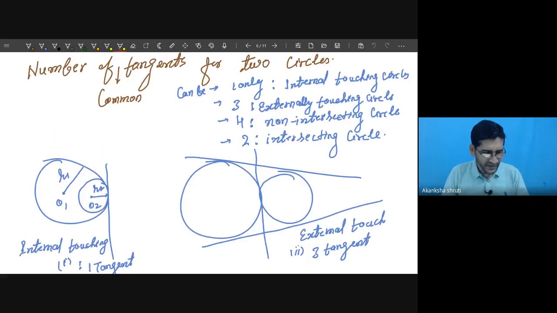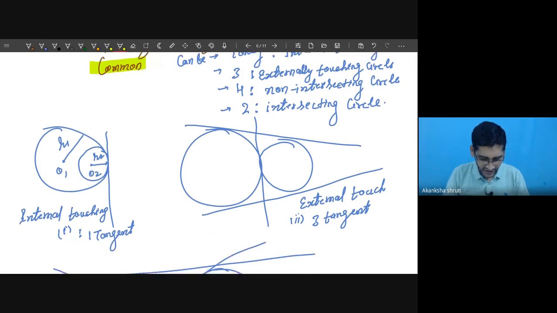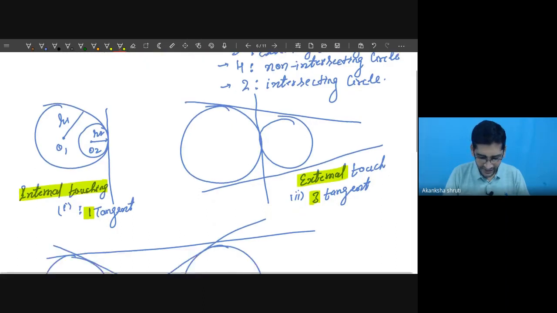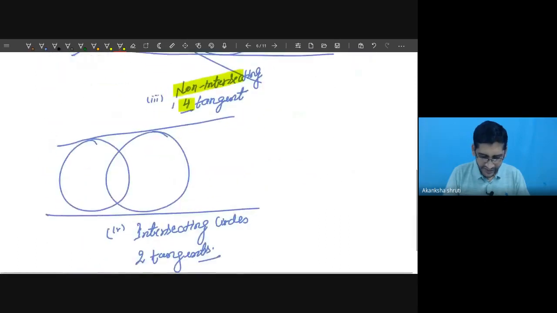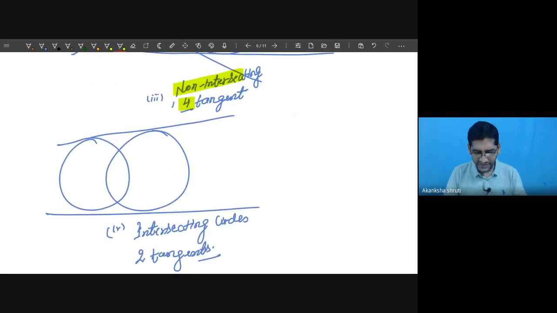Another, the number of common tangents that can be drawn depends on which kind of two circles there are. First, if the two circles are touching internally, then only one tangent. If they are touching externally, then 3 tangents. If they are not touching, then there can be 4 tangents. If they are intersecting, they have some common part, then there could be 2 tangents.